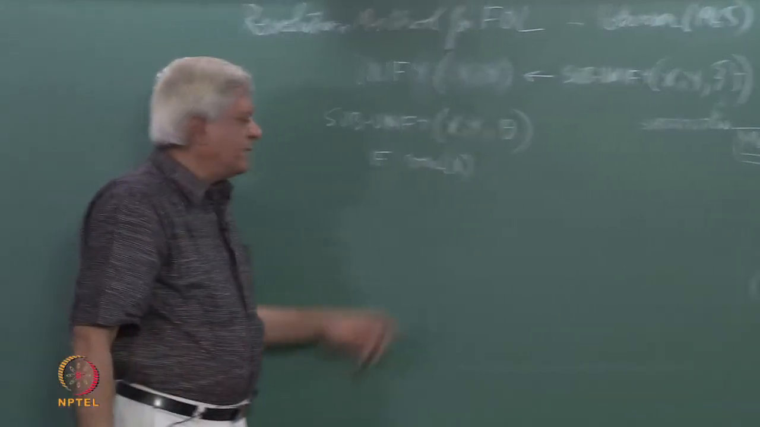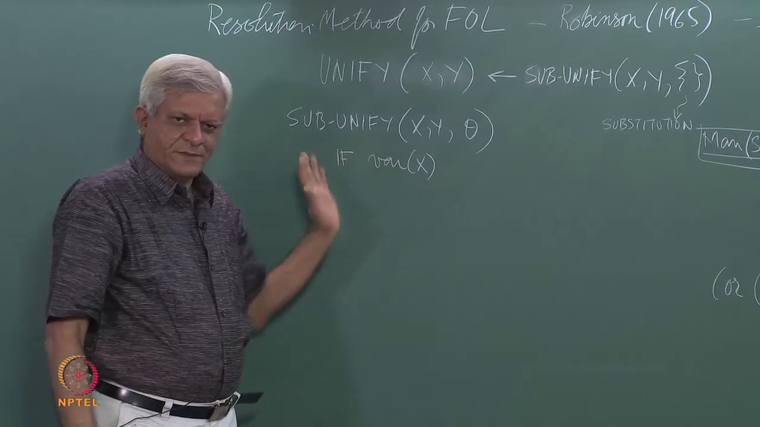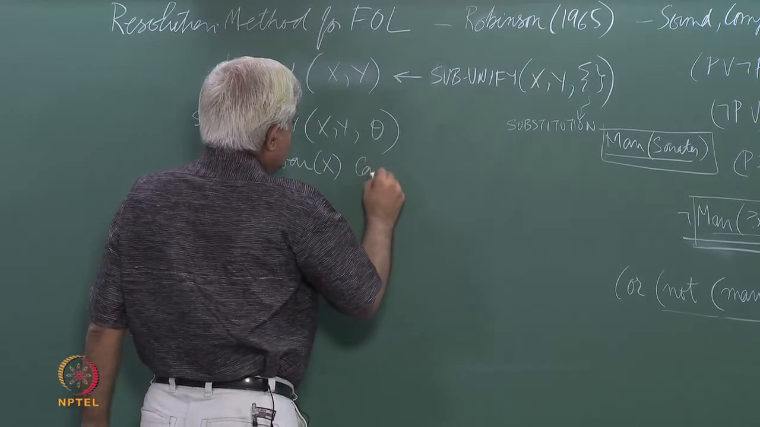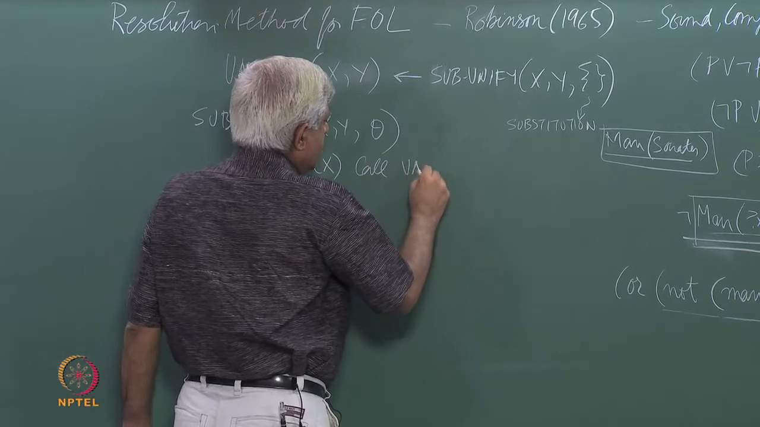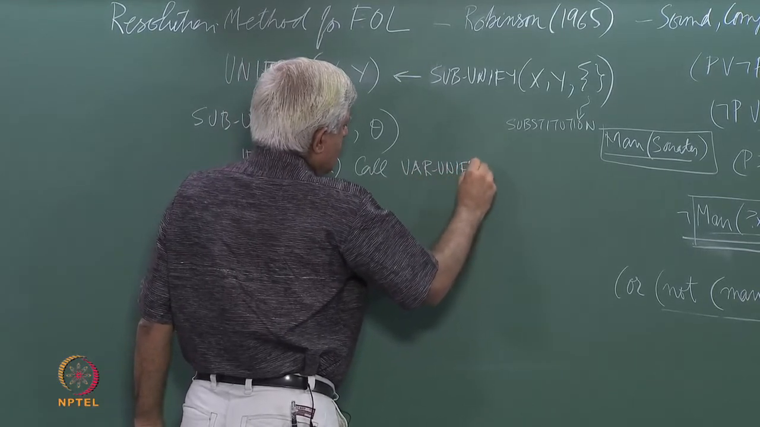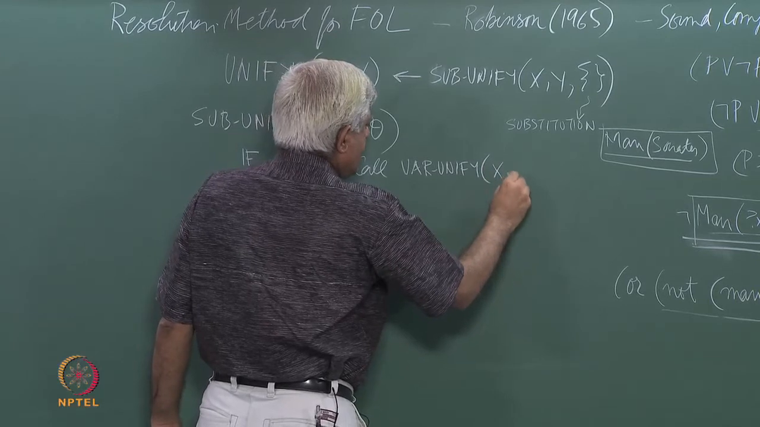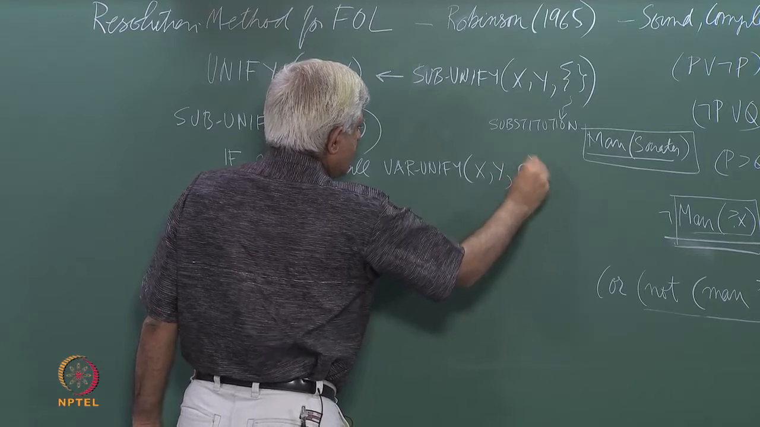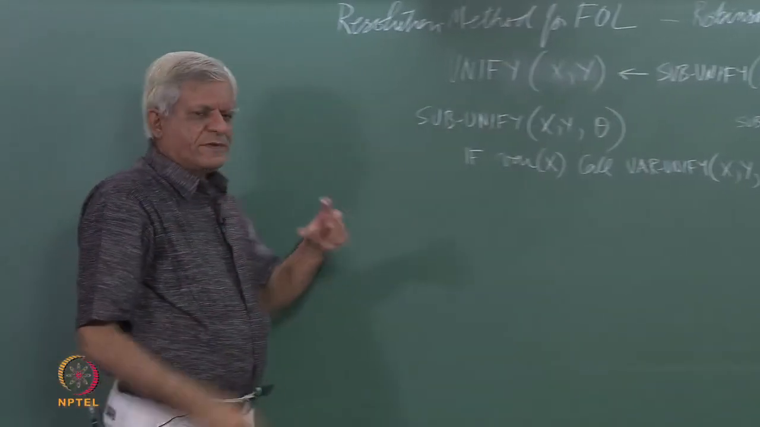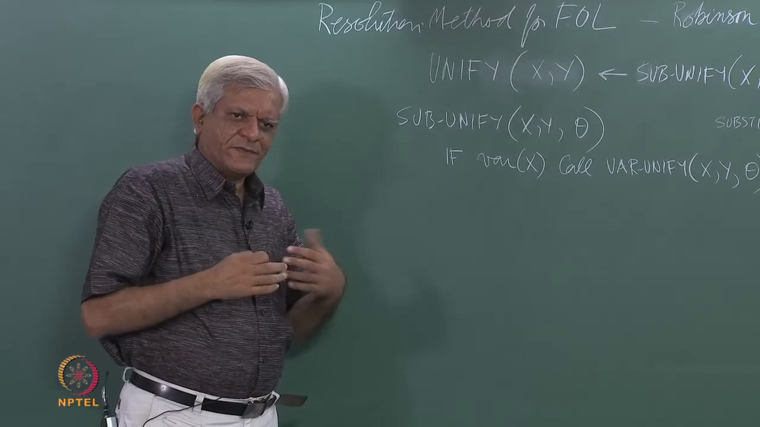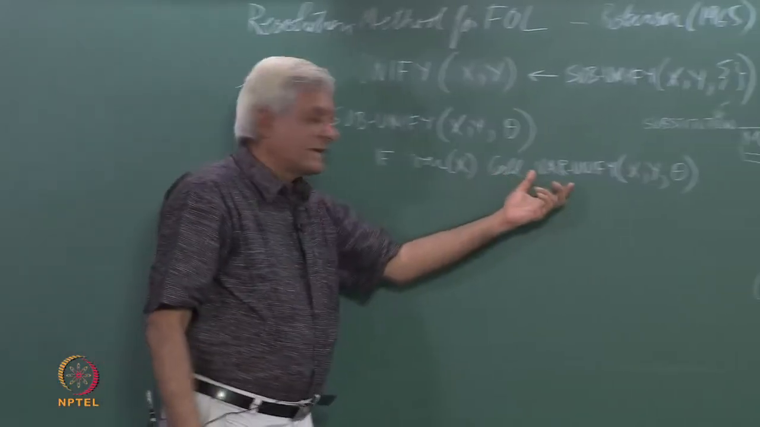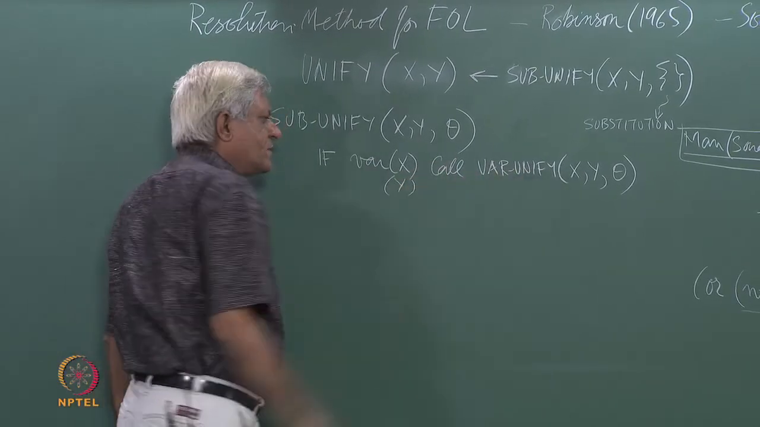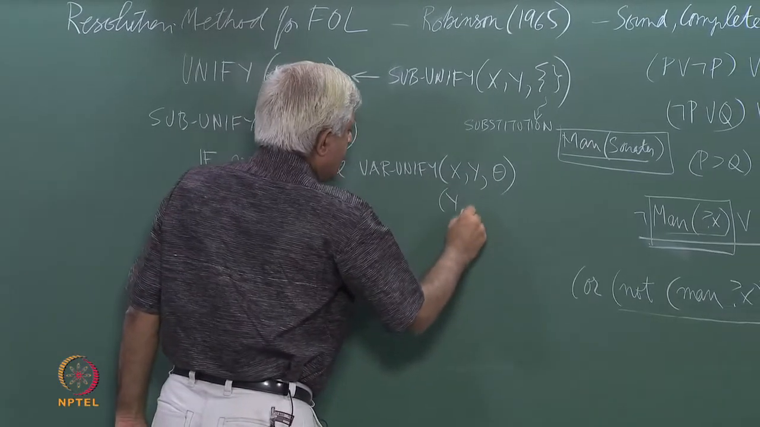Let us understand this to mean that x is a variable, then call another function called where unify with x, y, theta. So, if one of them is a variable, then it is a candidate for being substituted by something else, and that is what this function where unify will do. Likewise, if y is a variable, you can also call where unify with y, x and theta.